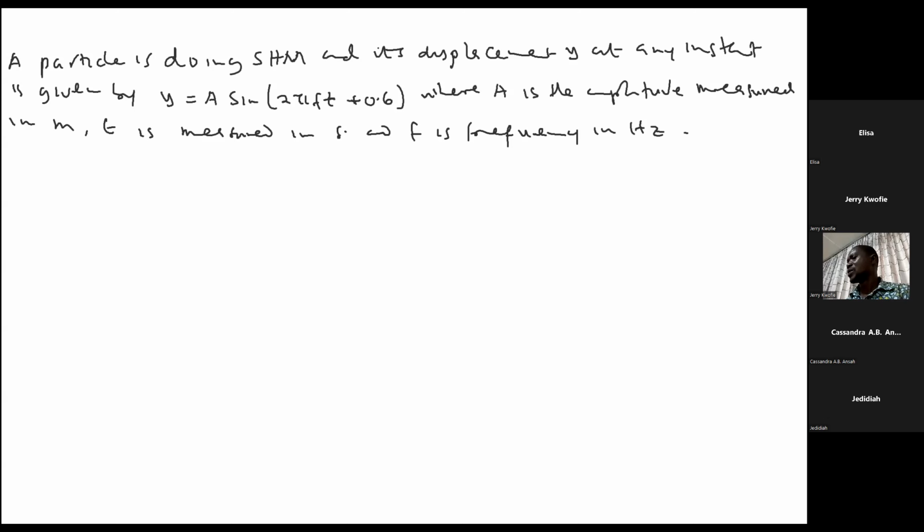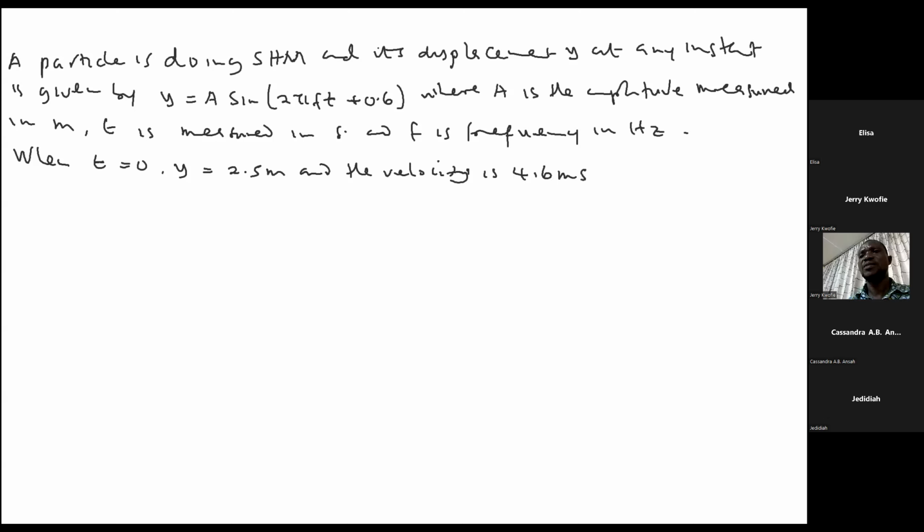Okay, so let's continue. When t is equal to 0, y is 2.5 meters. And the velocity is 4.6 meters per second. When t is equal to 0, y is 2.5 meters and the velocity is 4.6.